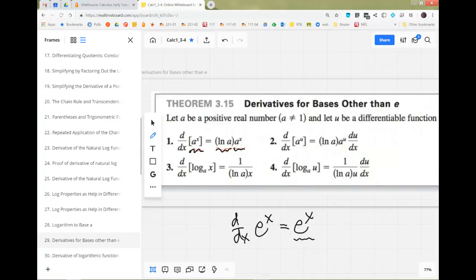By the way, that works down here too. What's the derivative of e to the x? e to the x times the natural log of e. What's the natural log of e? What exponent goes on e to give you e?